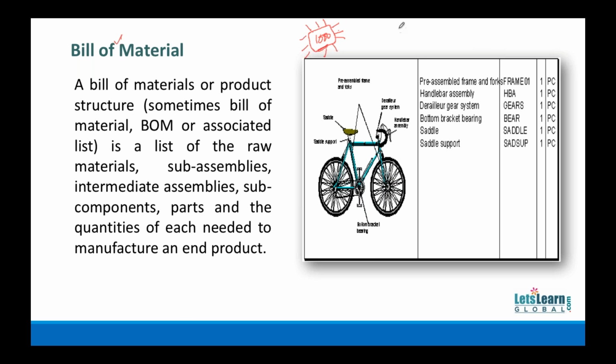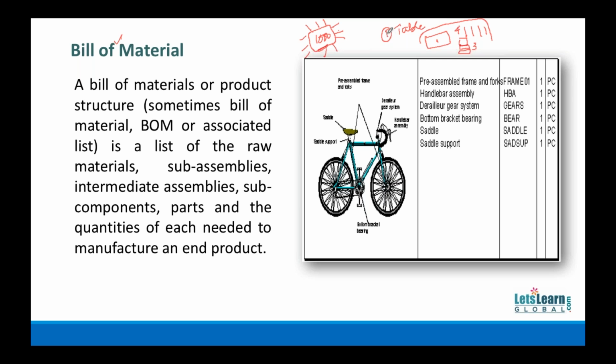In my previous example, the BOM for a table is: we need one top, four legs, and three hardware kits. We call them drawers. So one table requires one top, four legs, three hardware kits. This combination for one table is called a BOM.